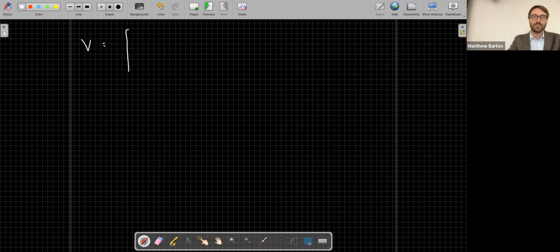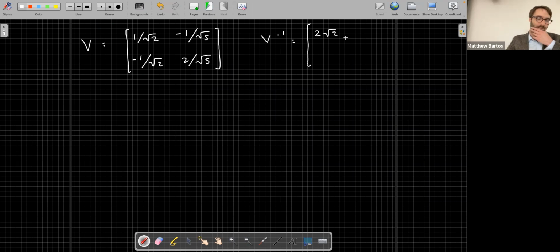We also know from a previous class session that we computed the eigenvectors. So V is equal to 1/√2, -1/√2 in the first column, and -1/√5, 2/√5 in the second column. And we know that V inverse is equal to 2√2, √5 in the first column, and √2, √5 in the second column.